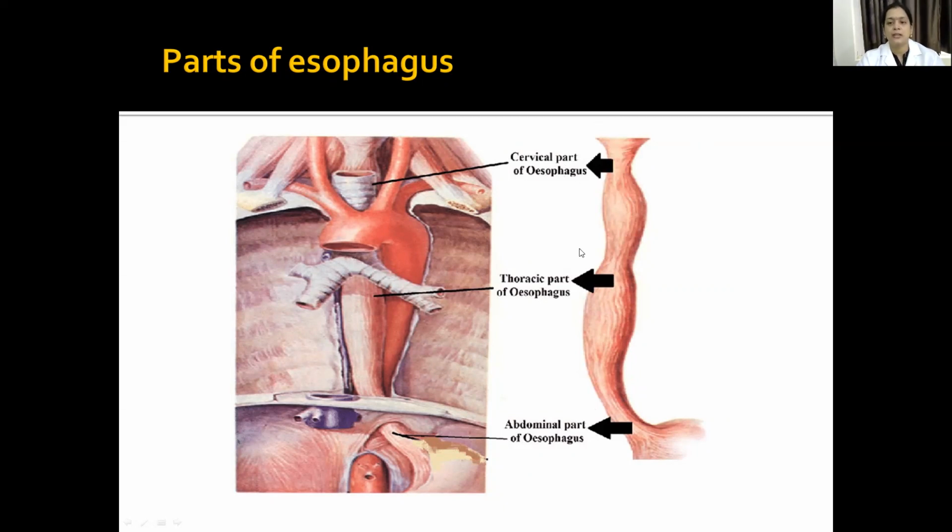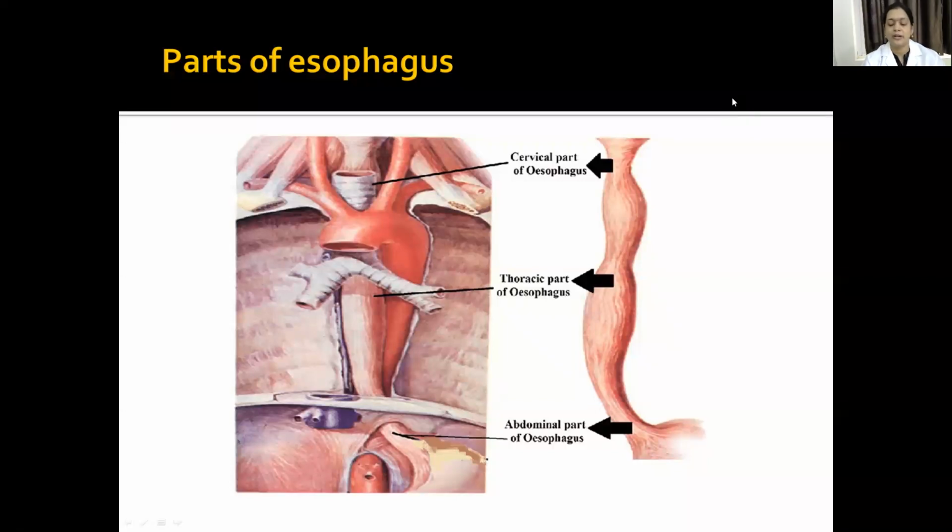So just look at this carefully: there are three parts of the esophagus wherein the blood supply is also different. The cervical part is supplied by the inferior thyroid artery, the thoracic part by the thoracic artery, and the abdominal part by the left gastric artery. You also know that the left vagus and the right vagus nerve pass along the right and left sides of the esophagus, and then they form the esophageal plexus. The thoracic duct is posterior and to the left of the esophagus.